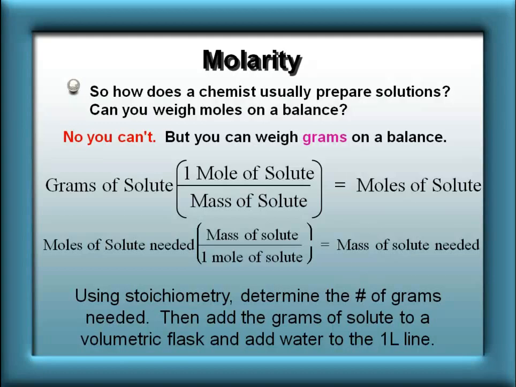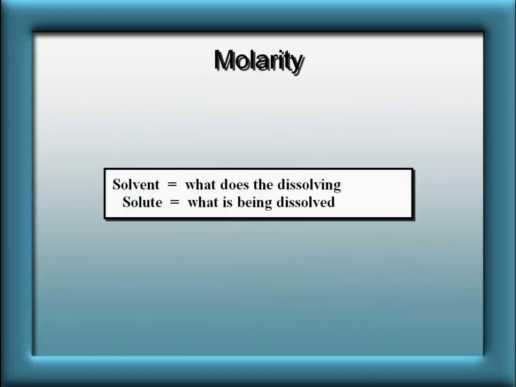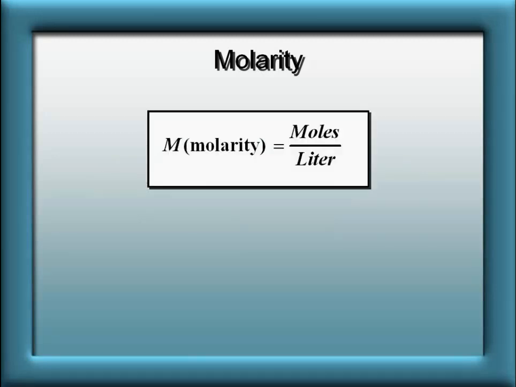I will, in class, show you a volumetric flask and let you all see exactly what that looks like. They're calibrated to a very specific volume, and they're very expensive because they are so precise in their measurement. Just to refresh your memory, the solvent is what's doing the dissolving, and the solute is what is being dissolved. Typically, our solvent will be water. And again, here's our formula. Capital M notes molarity, and it'll be moles divided by liters.